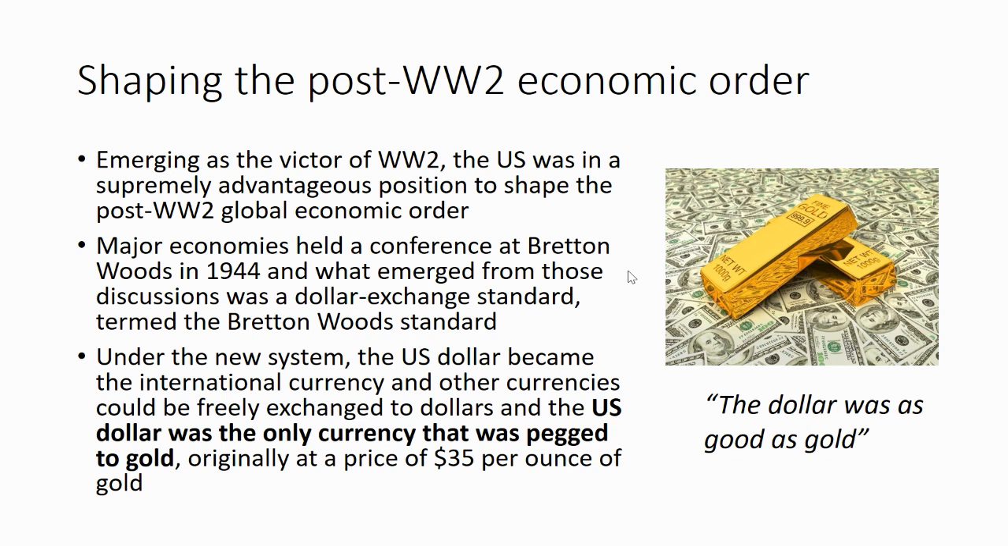So what that meant is that the US dollar would become the international currency, and other currencies of other countries could be freely exchanged to dollars. But the only currency that could be exchanged for gold was the US dollar, right? So it was pegged at a price of $35 an ounce of gold. And of course, at the time, people were saying the dollar was indeed as good as gold.